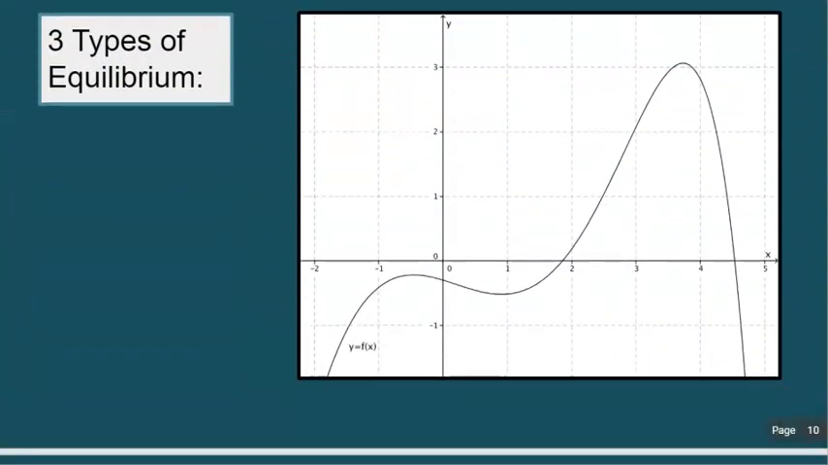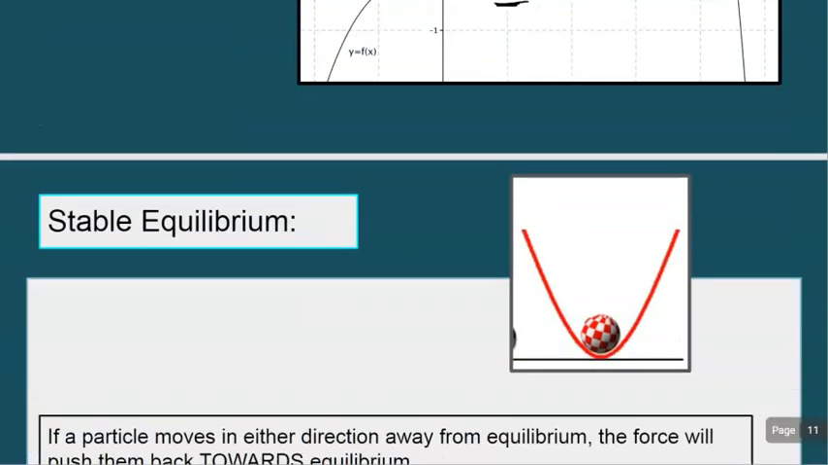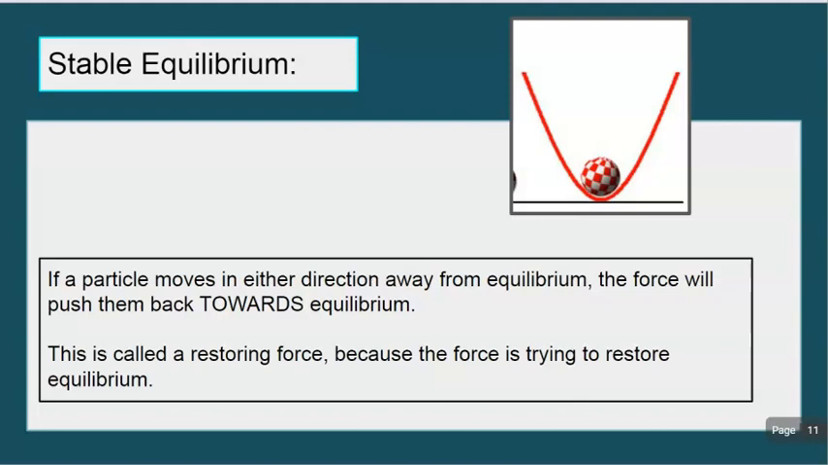Okay, you need to know 3 types of equilibrium because there's a maximum, and there's a minimum. Sorry, there's max is 1, min is 1, and there's a third type. So the first type is called stable equilibrium, and you do need to know that term.